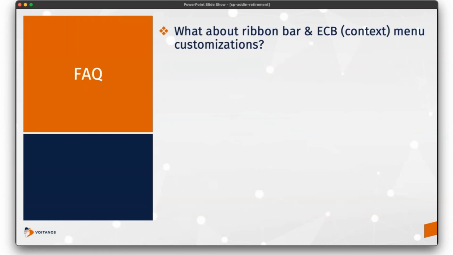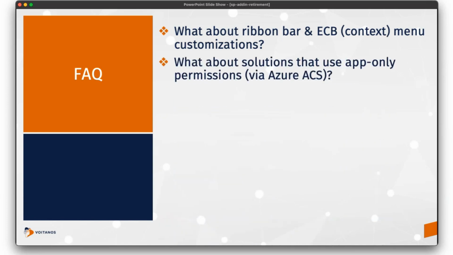Now, let me address some of the frequently asked questions that I've received from a lot of customers who are doing this, and some answers that I've tracked down. They said, well, what about all my customizations I made to the ribbon bar or to what's called the edit control block or ECB menu or context menu customizations? For that, you're going to use the SharePoint Framework extension called a command set extension, or a list view command set. So that's the natural progression you'd want to migrate those solutions to. It uses the same infrastructure under the covers.